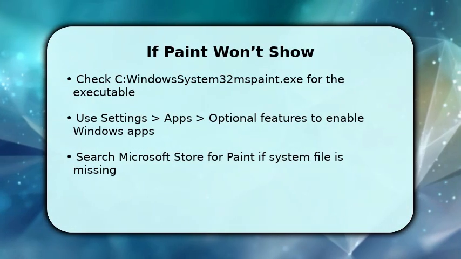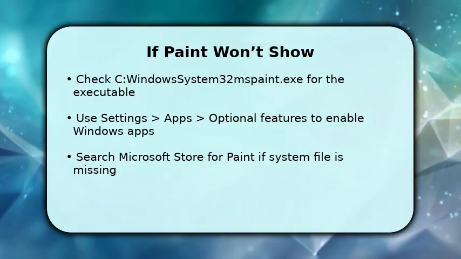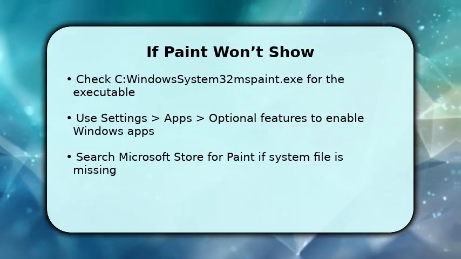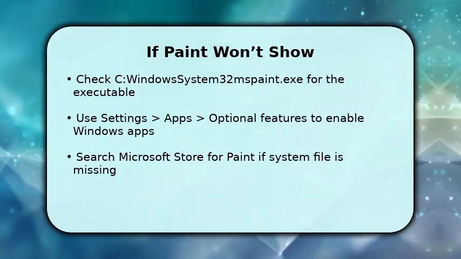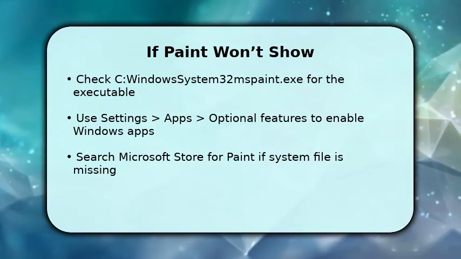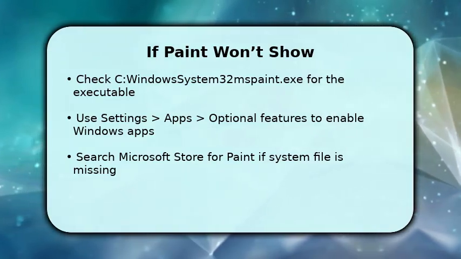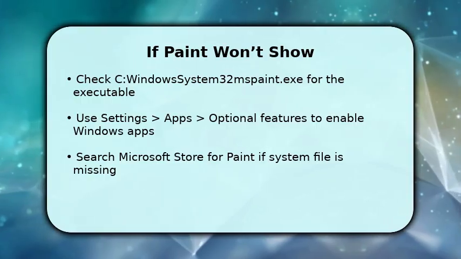If Paint fails to appear, you next verify the executable. Open File Explorer and navigate to /Windows/System32, look for mspaint.exe and double-click to run it. If the file is missing, go to Settings App's Optional Features and scan for Paint or related components.